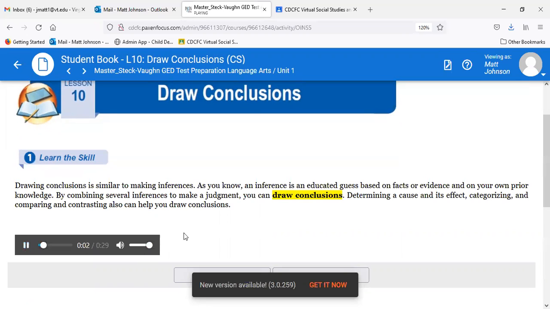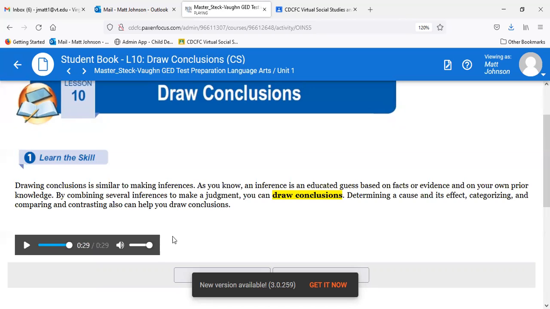Drawing conclusions is similar to making inferences. As you know, an inference is an educated guess based on facts or evidence and on your own prior knowledge. By combining several inferences to make a judgment, you can draw conclusions. Determining a cause and its effect, categorizing, and comparing and contrasting also can help you draw conclusions.